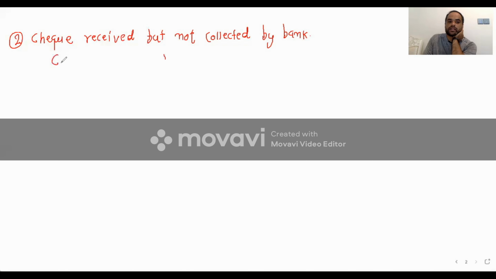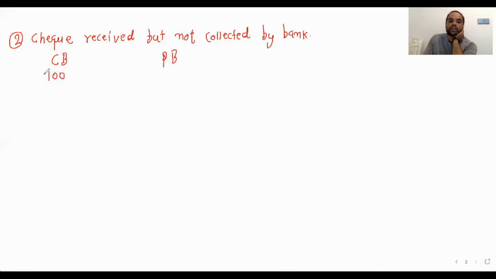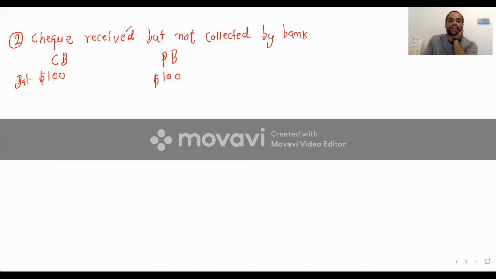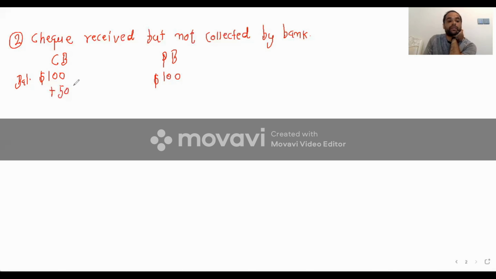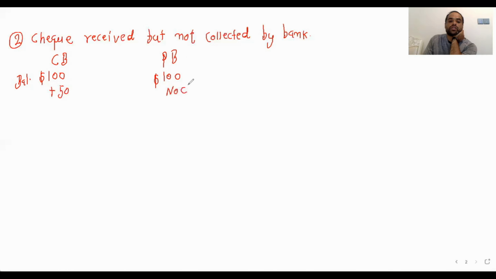So the problem is we have a cash book and we have a passbook. For example, in your cash book, you already have $100 balance. So here also $100 balance. So now check received. Check received, so cash account will be debit and accounts receivable credit. So for example, you receive a check of, let's say, $50. So now you plus your cash account, so cash account debit. But as the bank is not receiving at the same time, here will be no change.